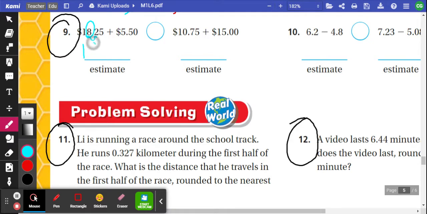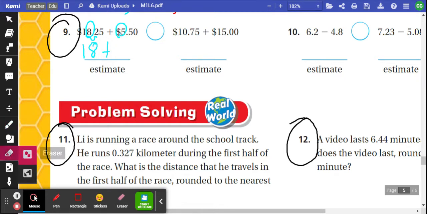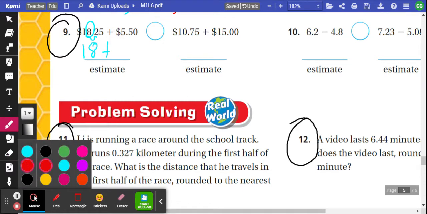So this is going to be 18 plus, I'm rounding this to the nearest whole number. I should have done that one in red. I'll erase that part there, just so that we can see the difference here. This is 5 or more, so I get to add one more to my $5. So now this becomes $6. I'll put my dollar sign there because 5 plus 1 equals 6. And I have my $18. And what is 18 plus 6? Very good. It's 24. So this is $24.